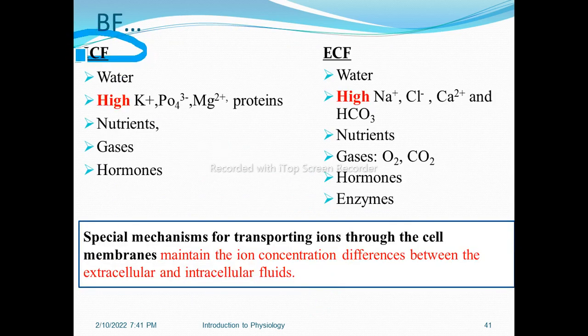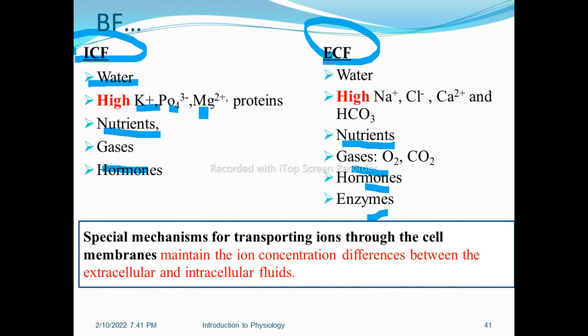So this is intracellular fluid. Intracellular fluid contains water, nutrients, gases, hormones, and enzymes, which are also found in the extracellular fluid. But between intracellular fluid and extracellular fluid, there are differences in the amount of electrolytes, but there is no difference in solutes. So there is similar oncotic pressure, but there is an electrolyte difference. Potassium, phosphorus, magnesium, and protein are found in greater amounts in intracellular fluid, whereas sodium, chlorine, calcium, and bicarbonate are found in greater amounts in extracellular fluid. Special mechanisms for transporting ions through cell membranes maintain the ion concentration differences between the extracellular and intracellular fluids.